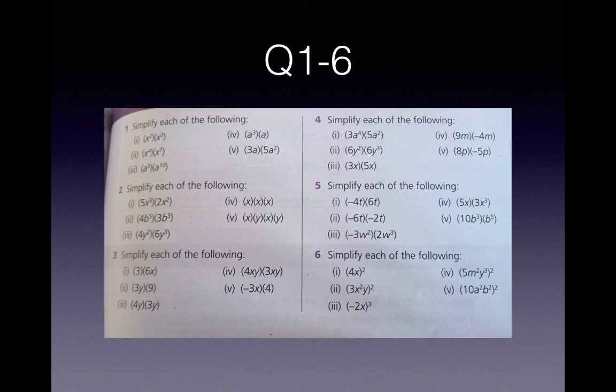Question 6: Okay, it's 4x squared, which is 4x by 4x, which is 16x squared. 3x squared y, all squared, is 3x squared y by 3x squared y, 9x to the 4 y squared. Minus 2x cubed is minus 2x by minus 2x by minus 2x. The signs, minus by minus by minus, is a minus, 8x cubed.